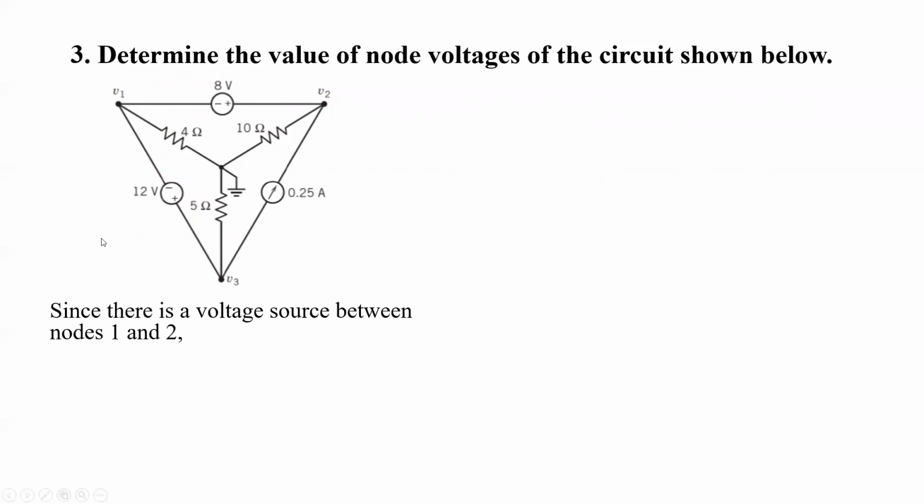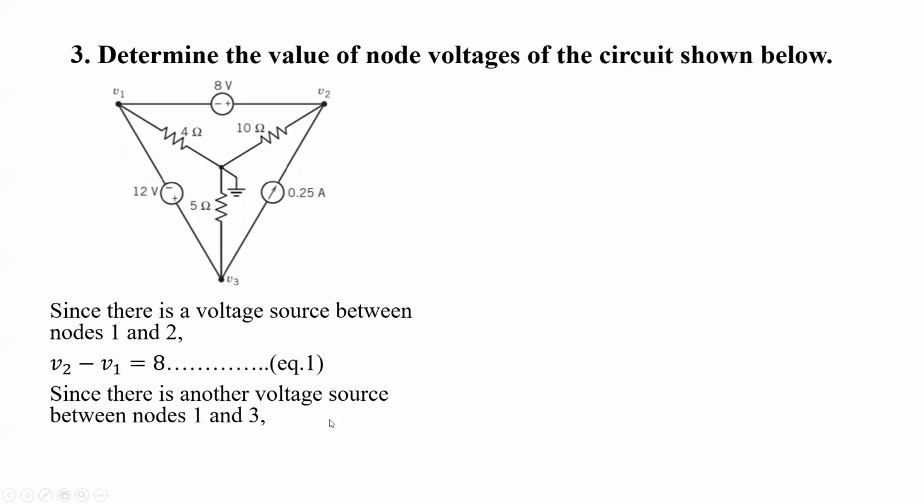Since there's a voltage source between node 1 and node 2, we can see that node 2 is at the positive terminal of this source and node 1 is at the negative terminal, right? So we have to write V2 minus V1 equals 8. Similarly, for this source, there will be V3 minus V1, because V3 is at the positive terminal and V1 is connected to the negative terminal of this source. So here we get V3 minus V1 equals 12.